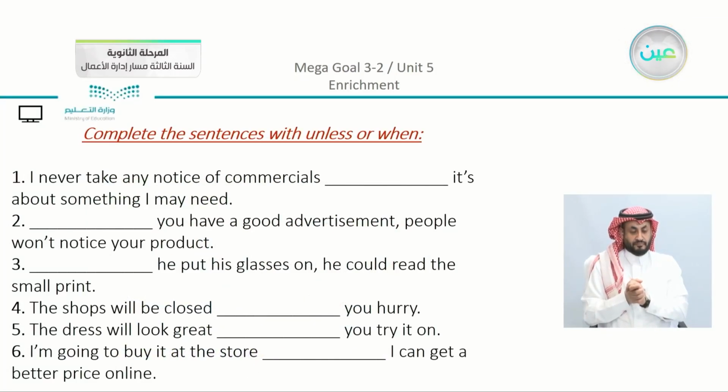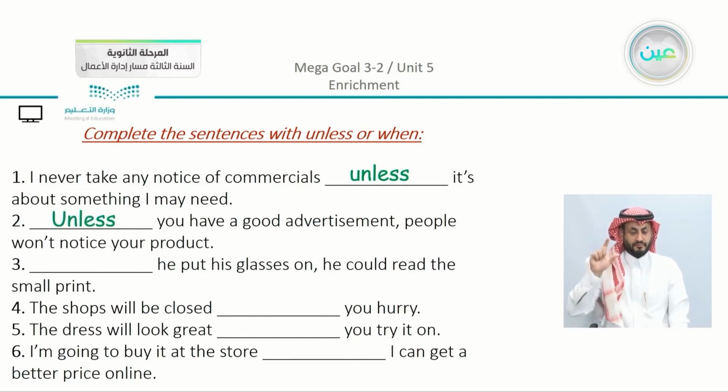Now complete the sentences with unless or when. We have here, I never take any notice of commercials unless it's about something I may need. You can see that with I never, there is a negative. Blank, you have a good advertisement, people won't notice your product. You can see that we also have a negative here, so we have unless. Number 3, blank, he put his glasses on, he could read the small print. So we have here, when he put his glasses on, yes.